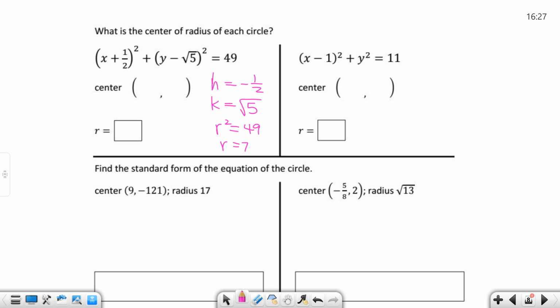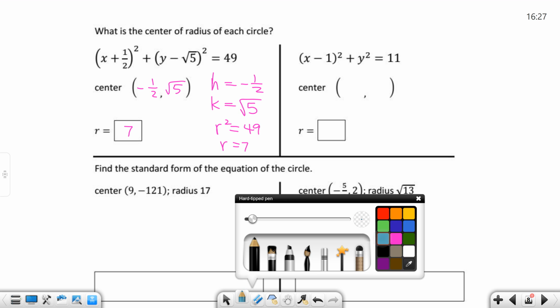So what is the center of my circle here? Negative 1/2. Don't forget that negative. Negative 1/2, square root of 5, right? Even though that's not like 1, 2, it's still a point. It's just not whole numbers, integers. What is r? 7.